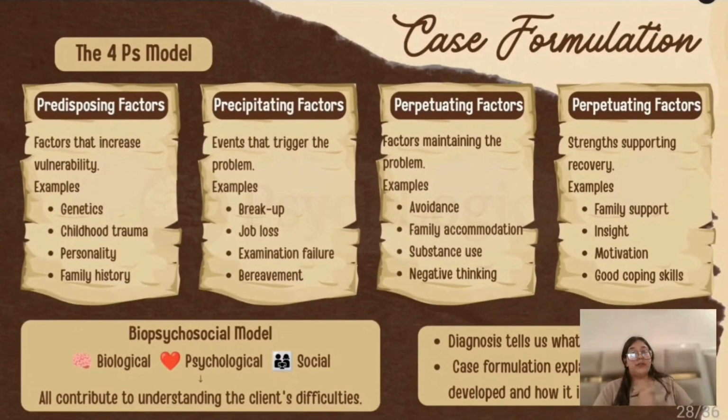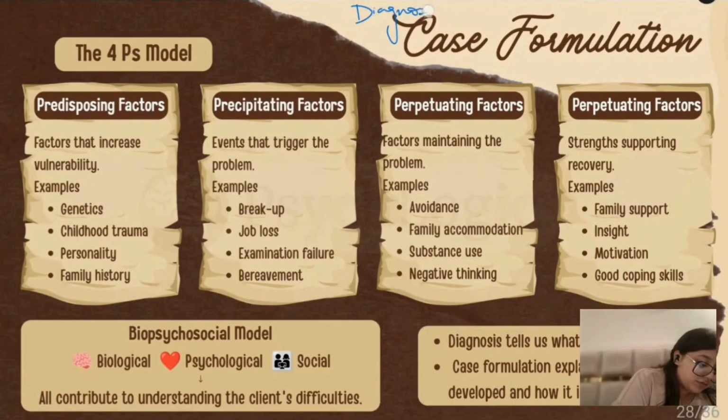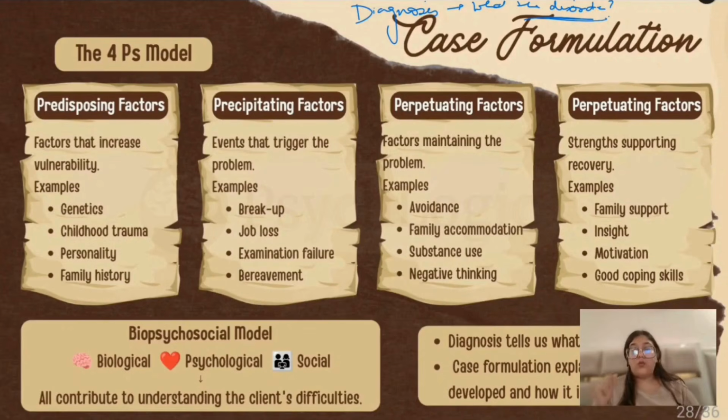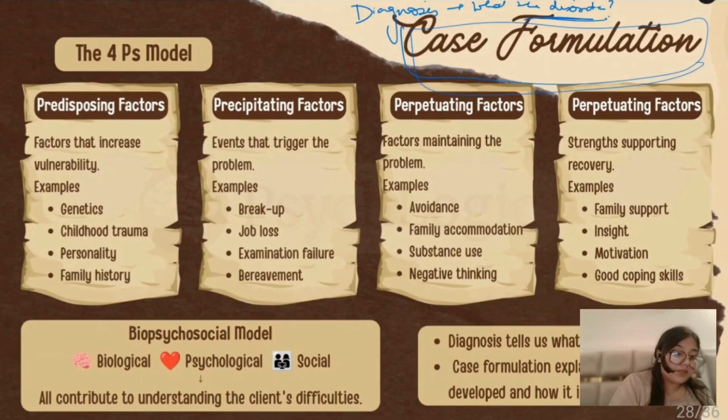Now let's move on to a very important topic, which is case formulation. So when you make a diagnosis, what does a diagnosis tell you? A diagnosis tells you what the disorder is. It does not tell you why it developed, what maintains it, what triggered it, and what factors will help you in the recovery. That is what the case formulation tells you. That is what the 4Ps model is about.